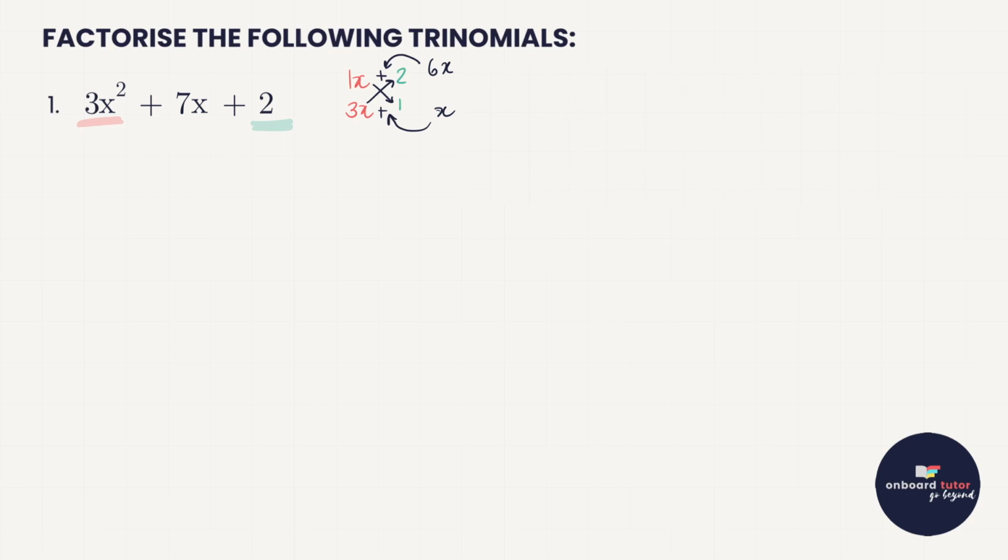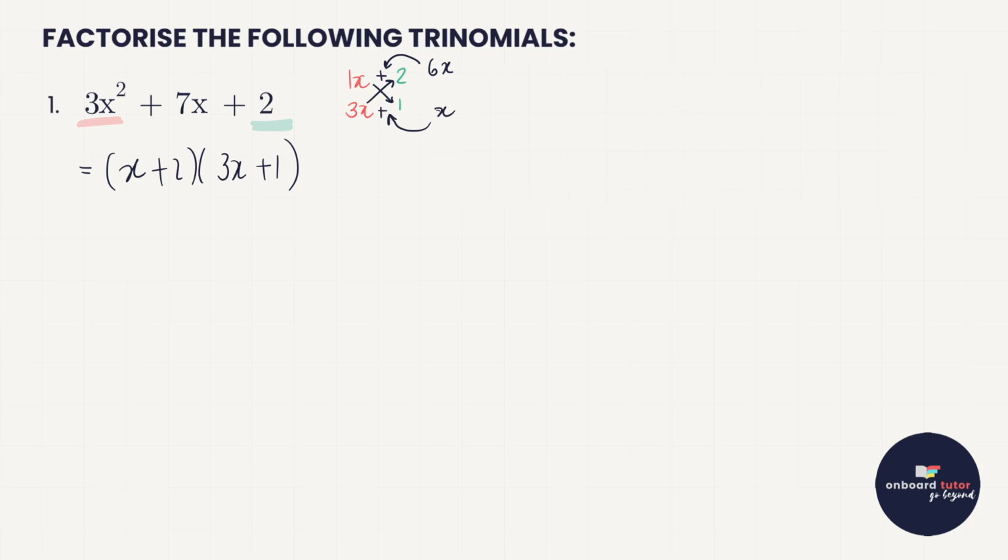So this essentially means that my brackets are going to look like this. 1x plus 2 and my second bracket, 3x plus 1. Okay, so 1x plus 2 and 3x plus 1.